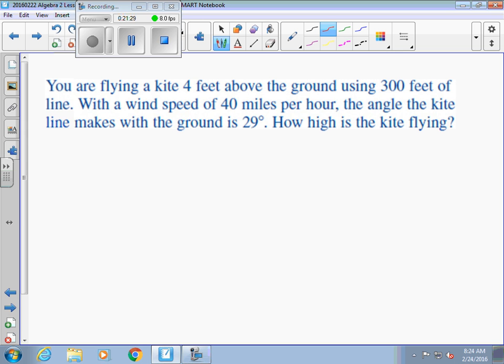Okay, this one right here on the back, real quick. You're flying a kite 4 feet above the ground using 300 feet of line with a wind speed of 40 miles per hour. The angle the kite line makes with the ground is 29 degrees. How high is the kite flying? Draw this. Don't copy it. Draw the scenario. It is much, much easier than it appears. Draw it. You know it's going to be a triangle, so draw a triangle.